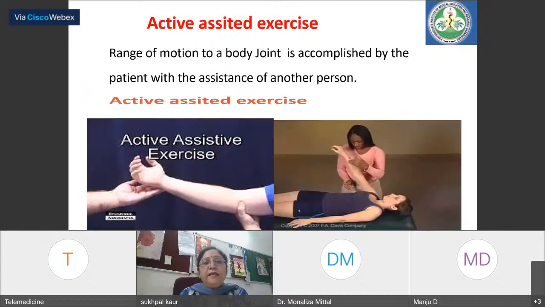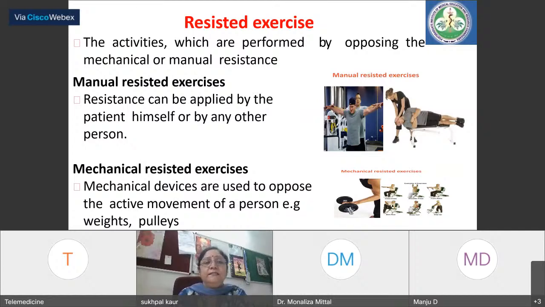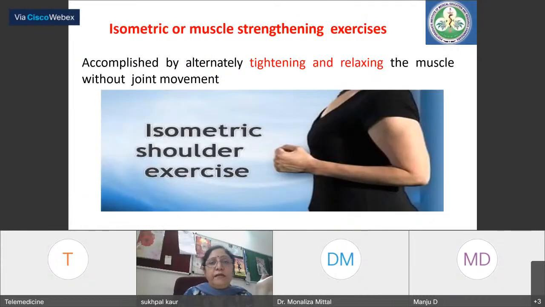of rehabilitation. Active assisted exercises, these are the range of motion exercises to a body or a joint, which is accomplished by the patient with certain assistance of another person. Resisted exercises, these can be manual resisted exercises wherein the therapist is giving certain resistance to the person. It can be mechanical resisted exercises wherein mechanical devices are used to oppose the active movement of a person. For example, it can be weights, it can be pulleys, and these exercises are definitely in the later stage once the person is quite independent enough to carry out the exercises.